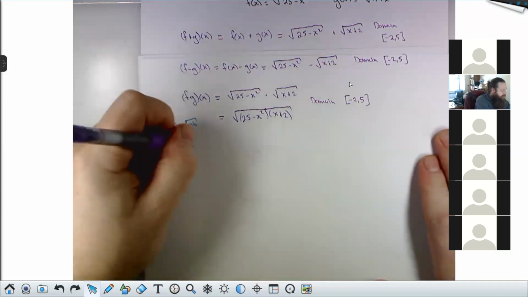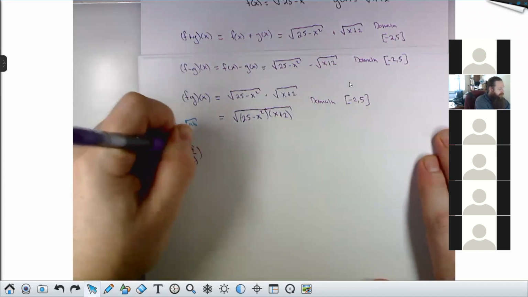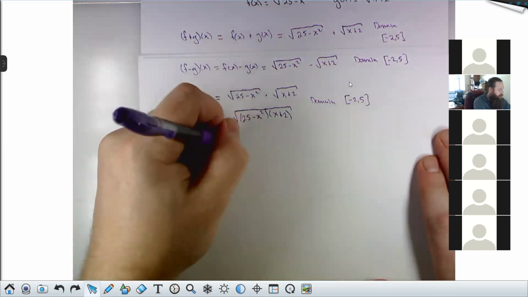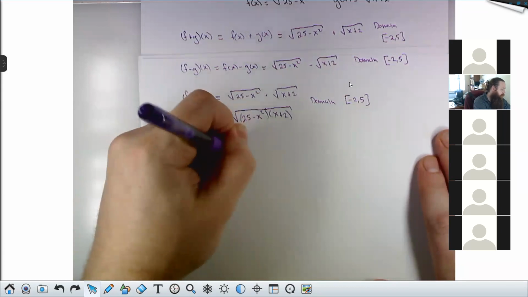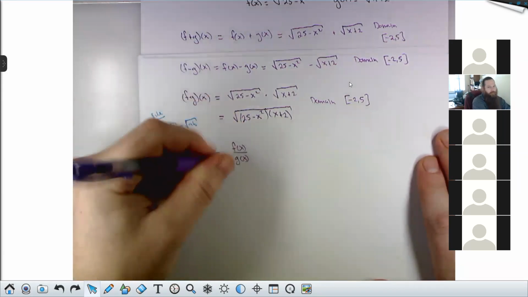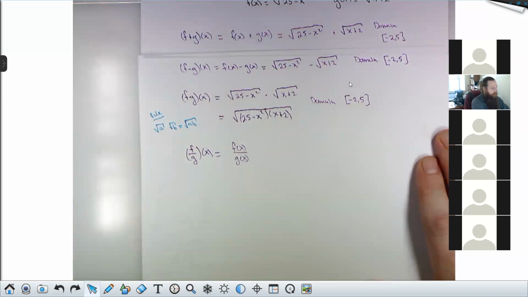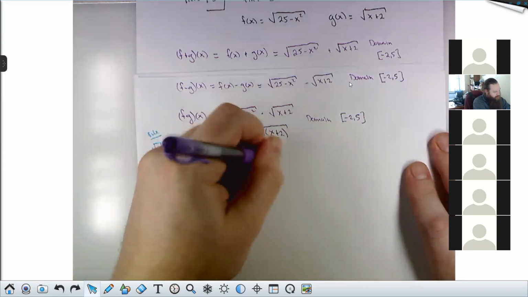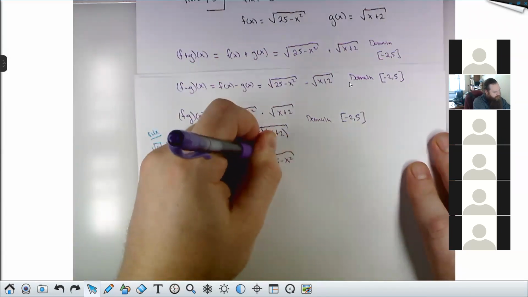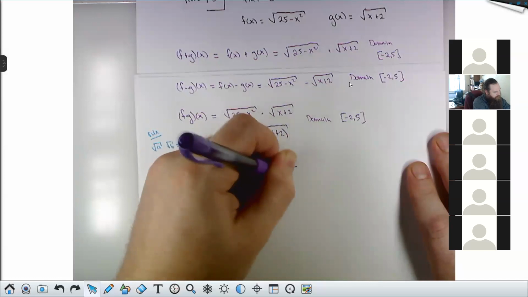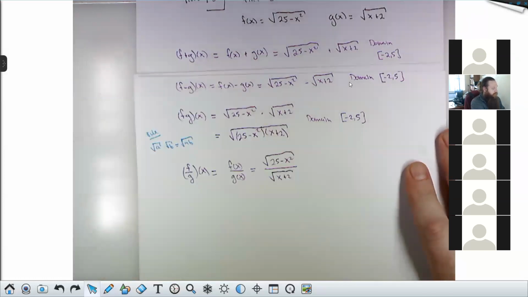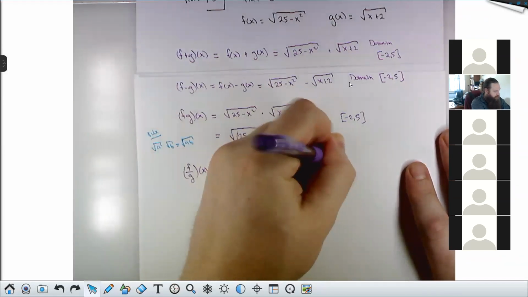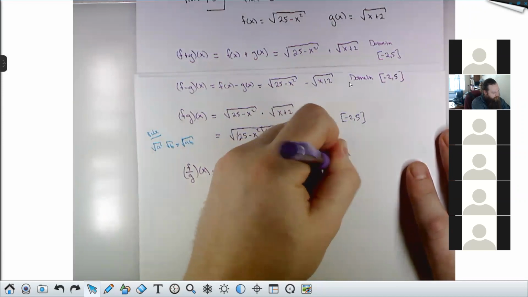The next one can get slightly more complicated because you have to make sure the bottom isn't 0. So for our next guy, it's f over g of x, which is f of x over g of x. It's always how we get started. And f and g are still the square roots that we're looking at. So root 25 minus x squared divided by root x plus 2. And if you wanted, I'll say one more time, you could write this as a square root of that ratio. That does work.